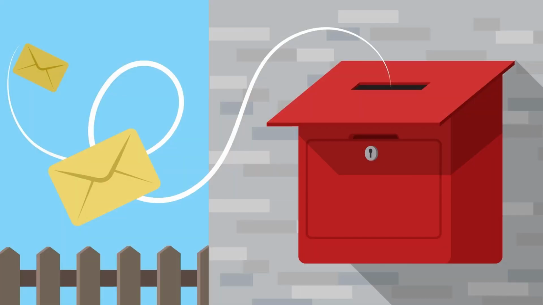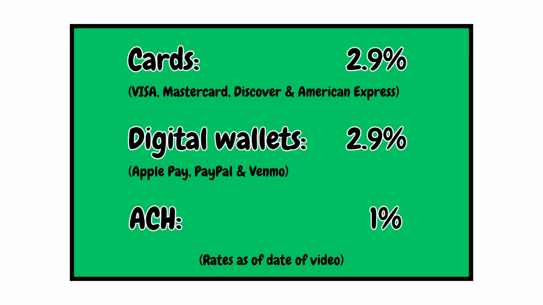Sure, a check can save you from paying processing fees. However, there are also delays in receiving payment because you're waiting on a delivery from the post office, and checks can get lost in the mail. Cards such as Visa, MasterCard, Discover, and American Express incur a fee of 2.9%. Digital wallets such as Apple Pay, PayPal, and Venmo incur a fee of 2.9%, and ACH transfers incur a fee of 1%.